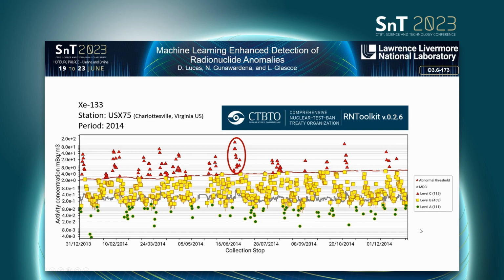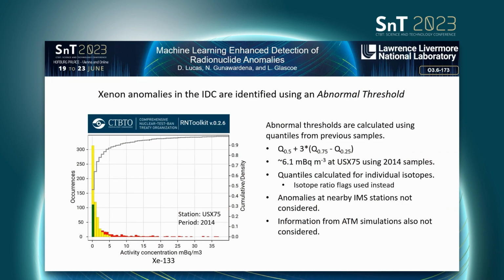So what does the IDC do for identifying anomalies? So I'm presenting here a time series of Xenon 133 at the USX 75 station in Charlottesville, Virginia. This is the set of data for 2014. And you see some anomalies that are identified by the IDC's algorithm, color-coded in red, and there's a line there called the abnormal threshold, and that's used to delineate what is an anomaly. And so what is the abnormal threshold, and how is it calculated?